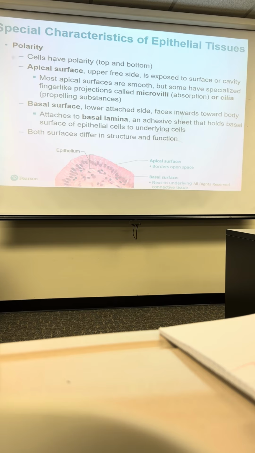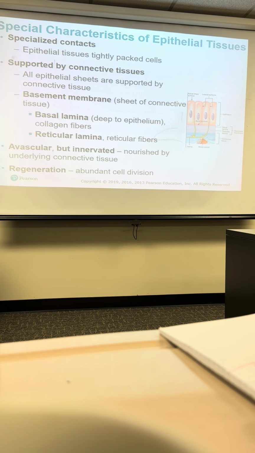What did I tell you? You have your skin or the first layer, the epithelium, then underneath, the padding tissue is the what? Connective tissue. Your basal surface, which is the lower attached side, faces toward the body and attaches to the basal lamina, an adhesive sheet that holds the basal surface of the epithelial cells to the underlying cells. Both surfaces differ in structure and function. Both your apical surface and basal surface are different in terms of their what? Structure and function.